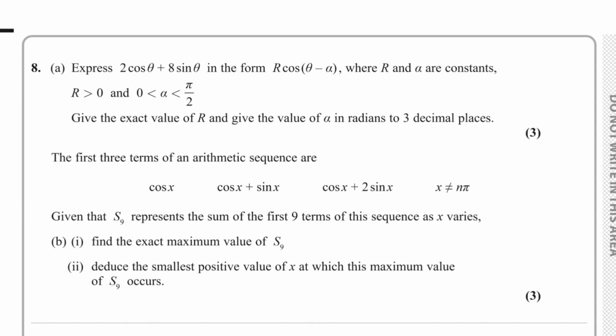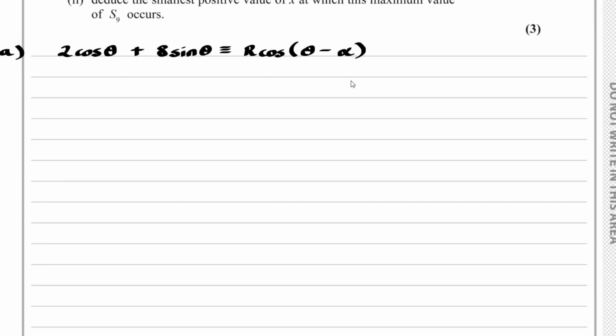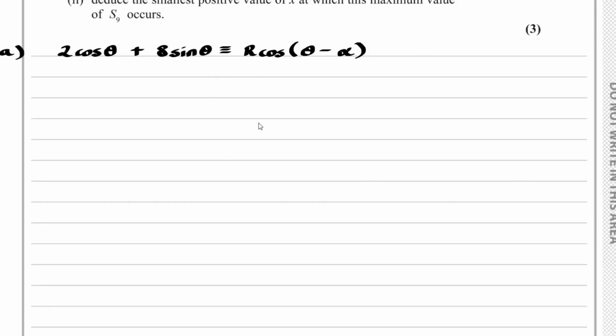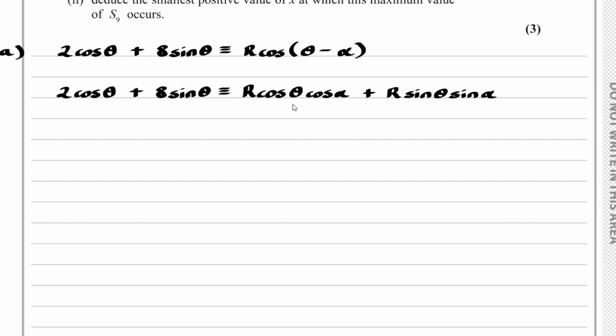For part A, we begin with 2 cos theta plus 8 sin theta being equivalent to r times the cosine of theta minus alpha. We can use the compound angle formula to rewrite the right hand side. Cos of a minus b is equal to cos a cos b plus sin a sin b, which means we can rewrite the right hand side as r cos theta cos alpha plus r sin theta sin alpha.